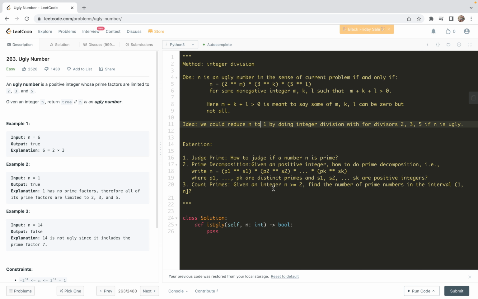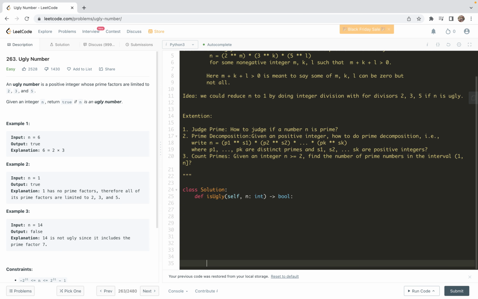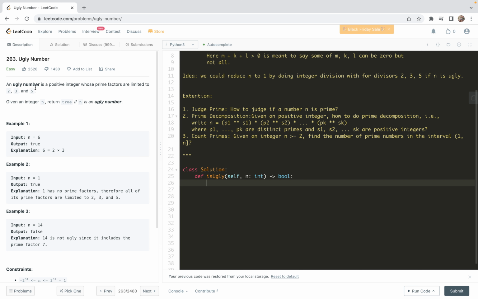Given a positive integer, let's fix the integer to be positive, how to do prime decomposition? In other words, we write n into the product of prime factors and their powers, like p1 to the power s1 times p2 to the power s2, and so on. This is the second extension. The third extension is count primes. Given an integer n, which is no less than 2, find the number of prime numbers in the interval where the left side is open and the right side is closed. In other words, greater than 1 and less than or equal to n. It's actually helpful to think about these problems and do some practice.